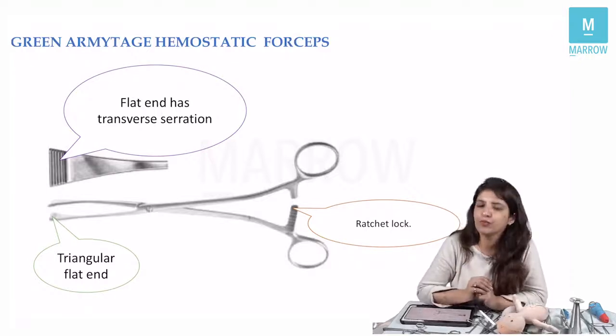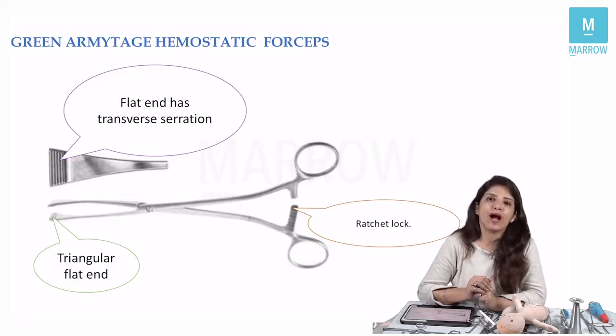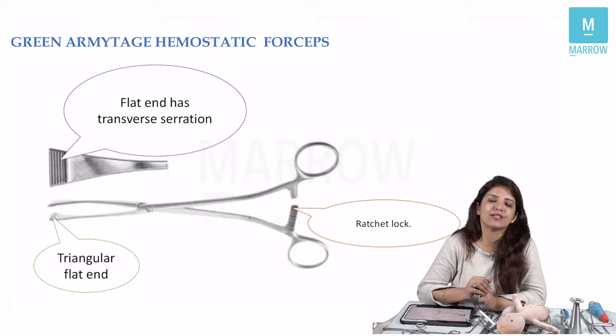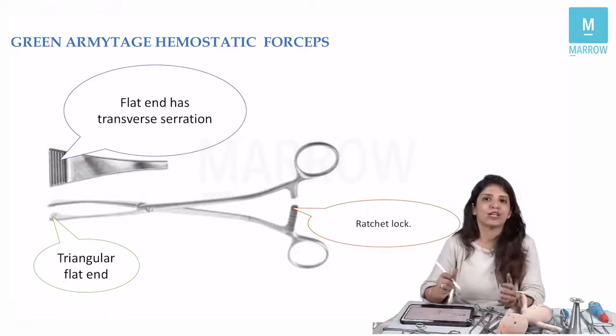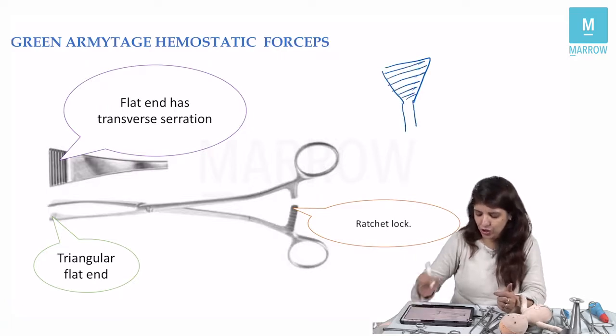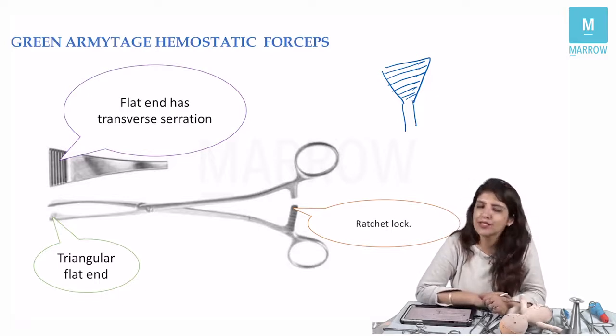Now, one forceps which I don't have is the Green Armytage forceps. If you have to hold the uterine incision during cesarean section, you use a Green Armytage hemostatic forceps. A Green Armytage hemostatic forceps is very easy to recognize because it will have a flat triangular end with serrations, right? Because it has a broad flat triangular end, the hemostasis is much better.